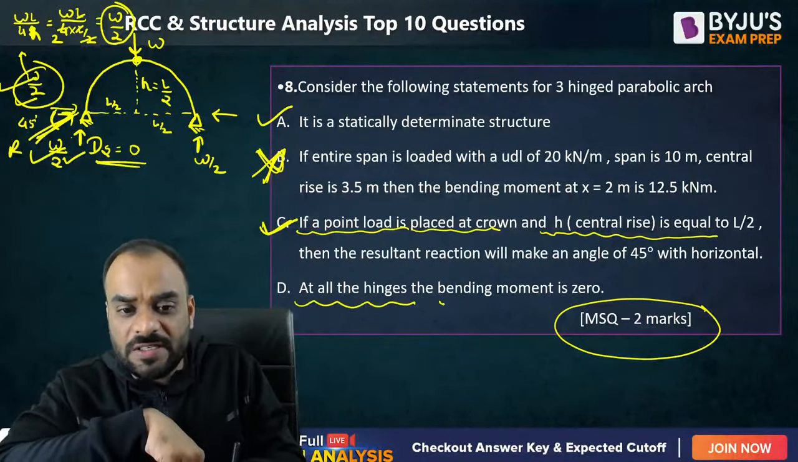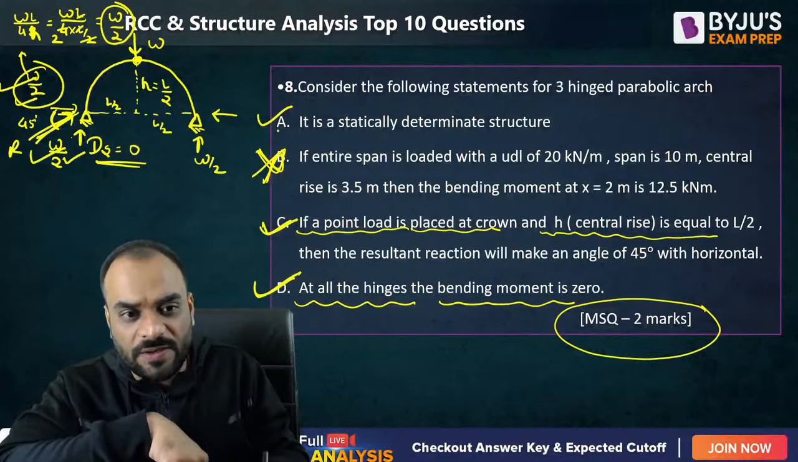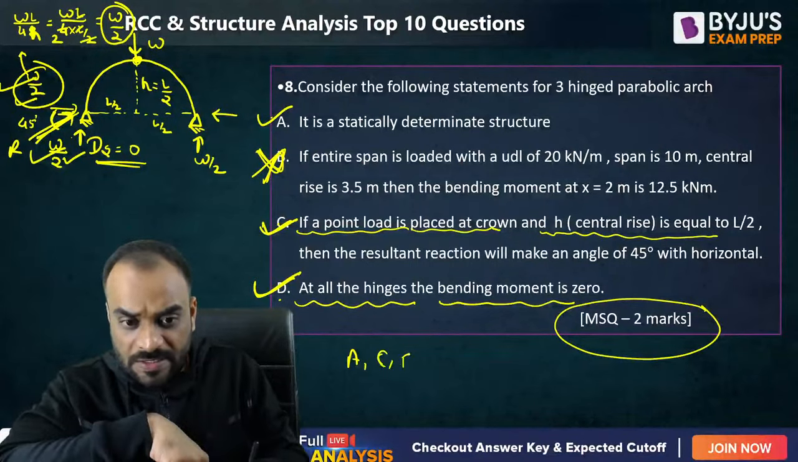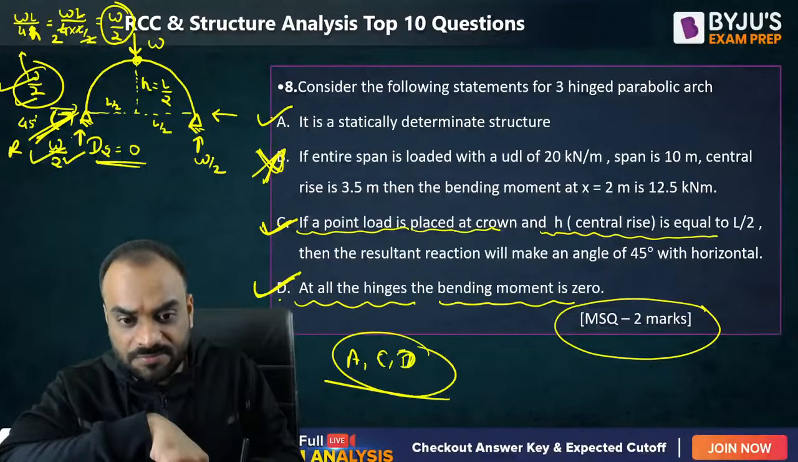At all the hinges, the bending moment is 0. Yes, it is also correct. So A, C and D are the correct answer. Clear?